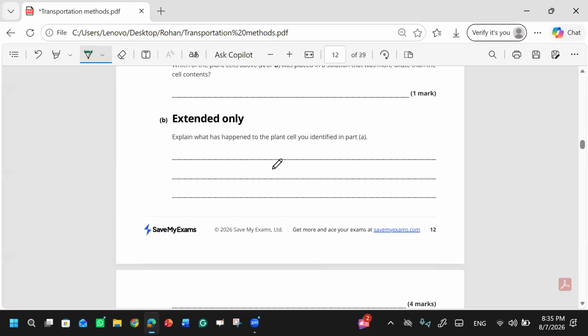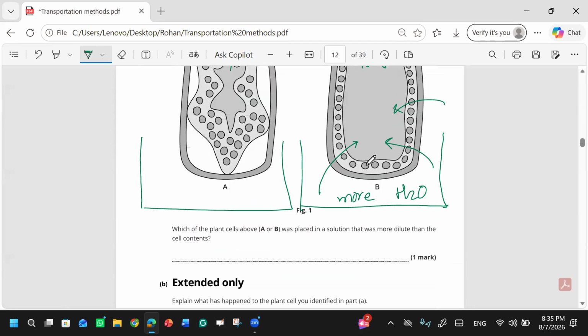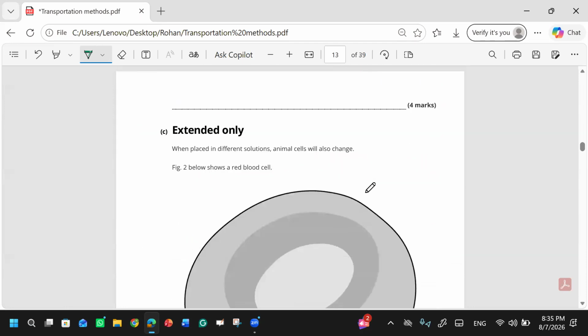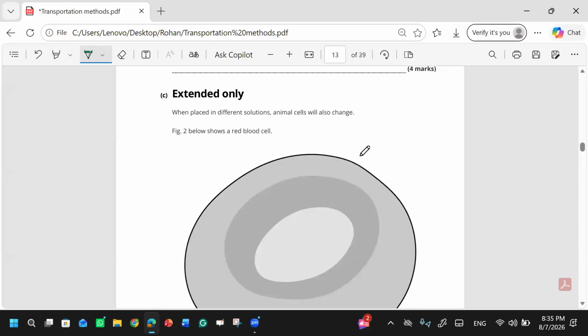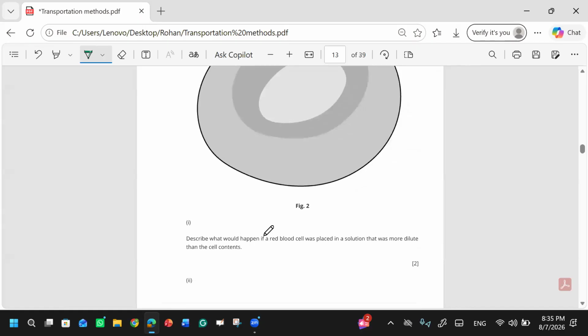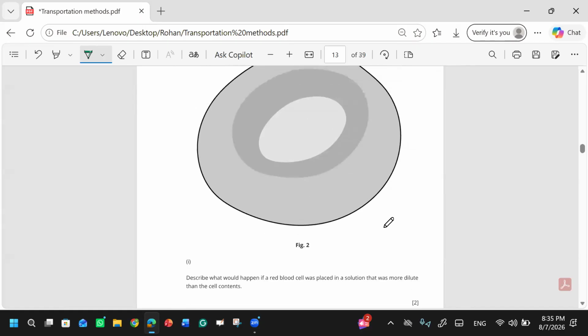Explain what has happened to the plant cell you identified in part A. We have discussed it. When placed in a different solution, an animal cell will also change. Describe what would happen if a red blood cell was placed in a solution that was more dilute than the cell content.